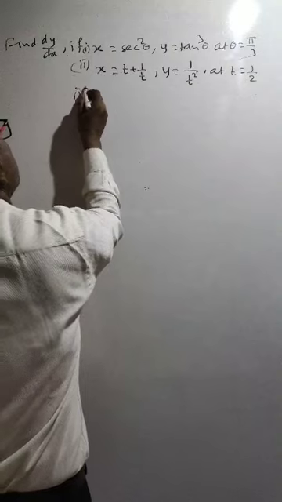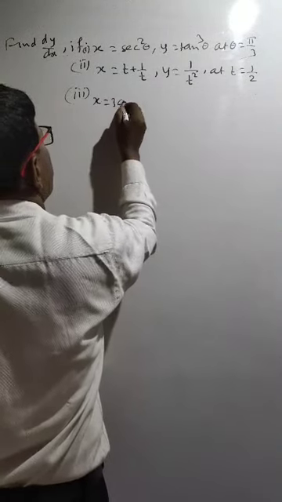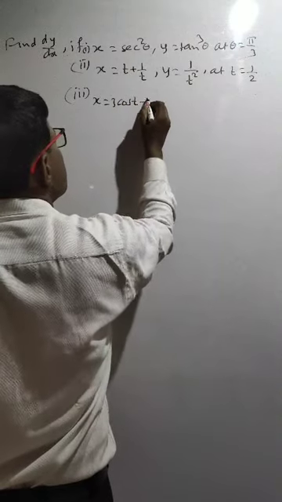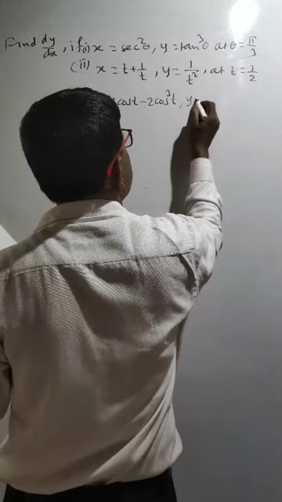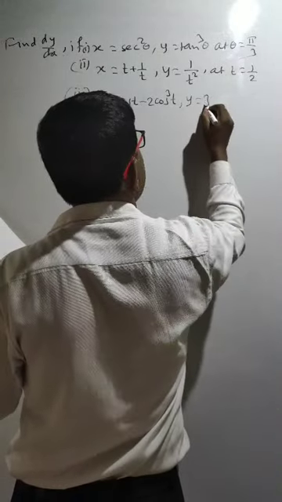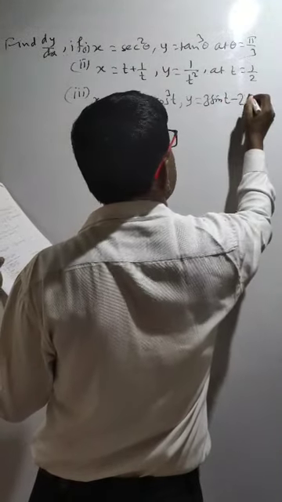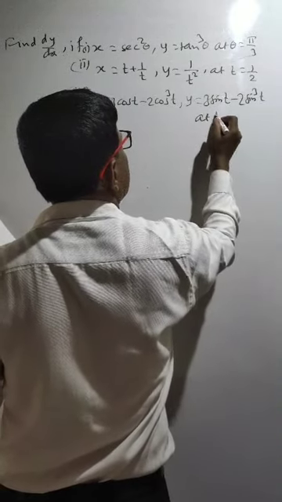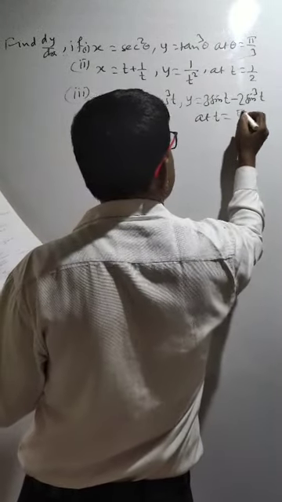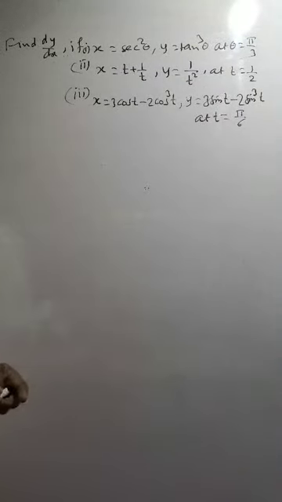Third example. x equal to 3 cos t minus 2 cos cube t, y equal to 3 sin t minus 2 sin cube t, at t equal to pi by 6. So out of these 3 examples we take only one example.